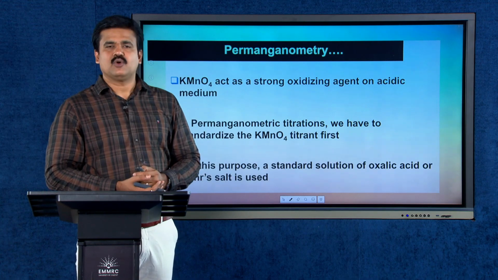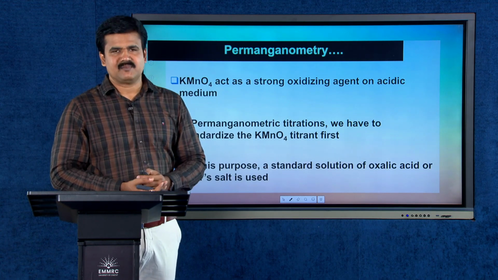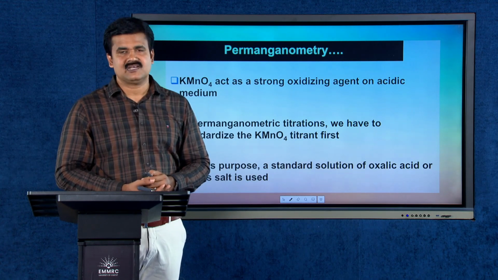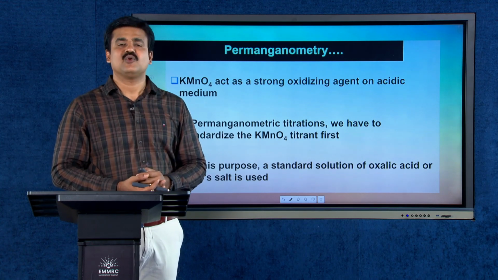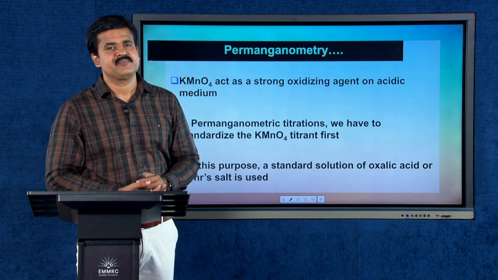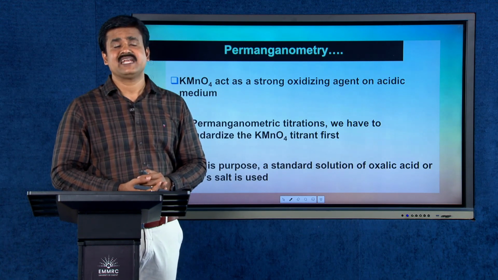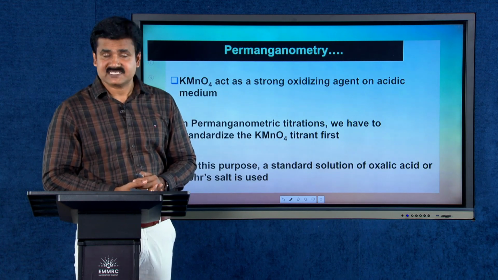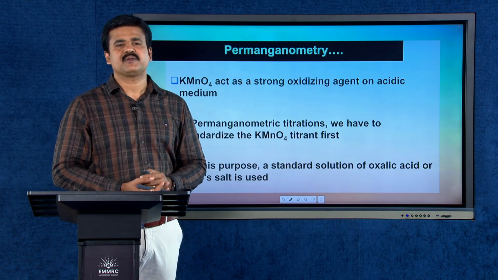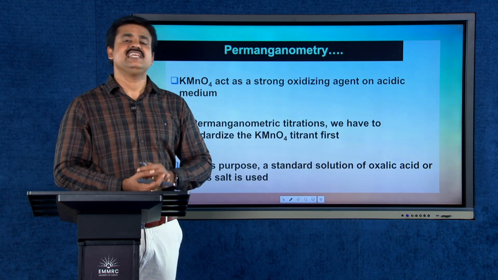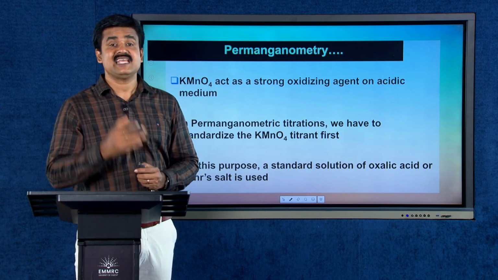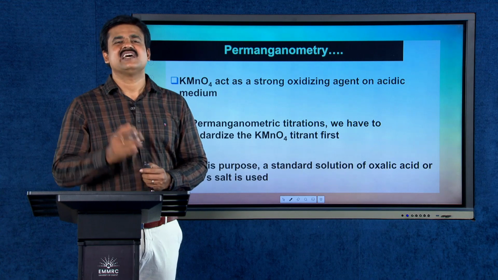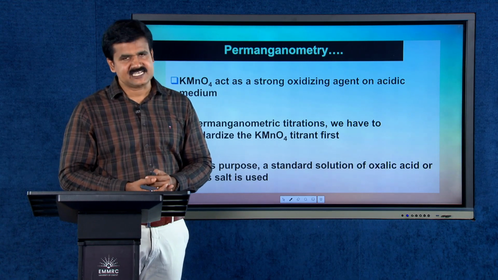For the purpose of standardizing the potassium permanganate, we use a standard solution of oxalic acid or Mohr's salt. Remember, oxalic acid and Mohr's salt are primary standards. They can be directly weighed and converted to a standard solution. But remember, KMnO4 is not a primary standard. So, you have to prepare a solution of KMnO4 and it should be standardized first by using a standard solution of oxalic acid or Mohr's salt. So, that is the first part of the permanganometric titration.